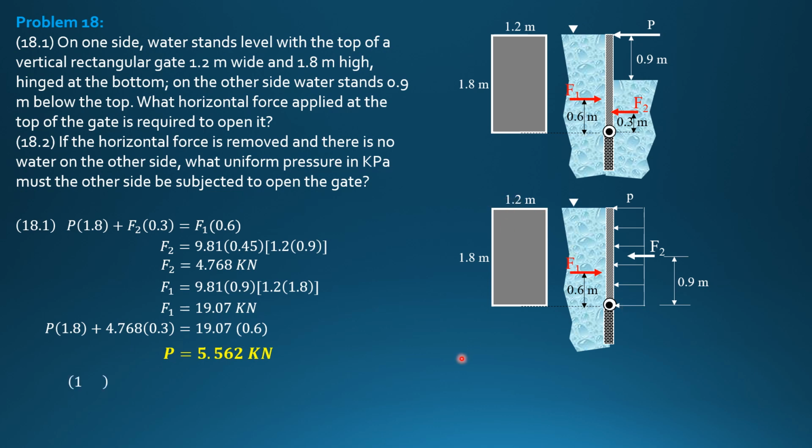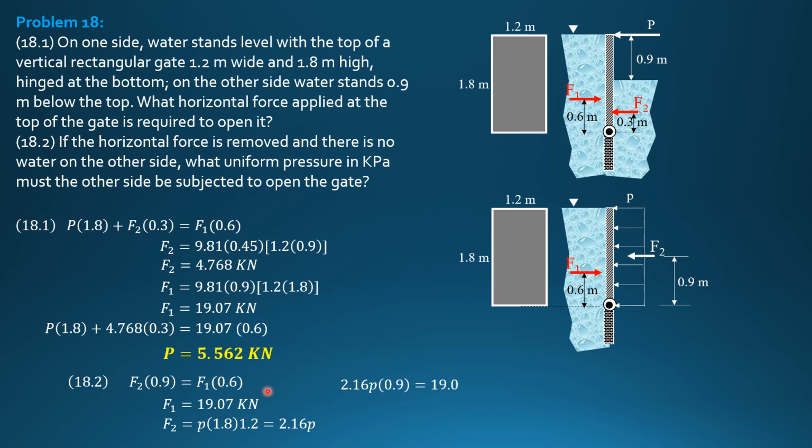to the board 1.2. So the working equation would be summation moment about the hinge equals 0, F2 times 0.9 equals F1 times 0.6. Where F1 is still 19.07 kilonewtons, and F2 is pressure times 1.8 times 1.2, or volume of pressure diagram, P times 1.8, area of this rectangle, times width perpendicular to the board 1.2. So 2.16 P.